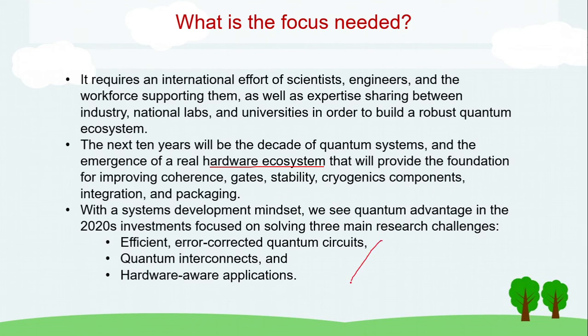And a lot of improvements are happening on efficient error corrected quantum circuits, quantum interconnects they are trying to improve, and hardware aware applications are coming out, right? Because we have seen the limitation of hardware in a quantum computer, right? So you cannot interconnect every qubit with every other qubit. So knowing that and knowing the problems associated with noise and things like that, people are coming out with hardware aware applications. And certainly that is exactly why I also want you to get into this field.